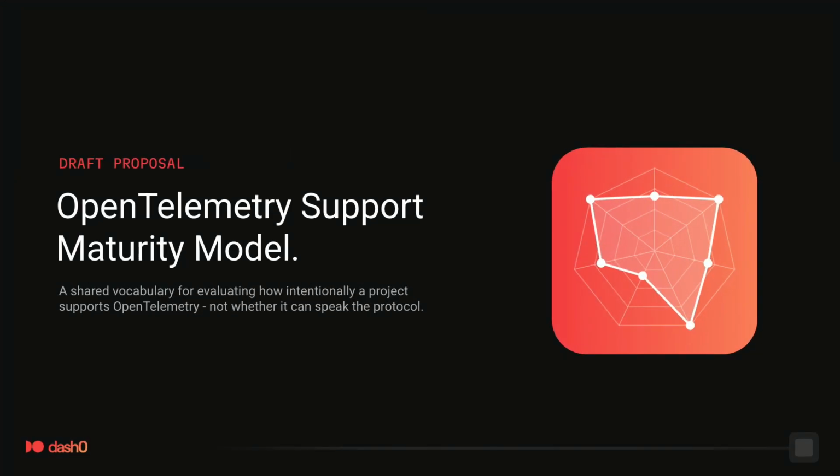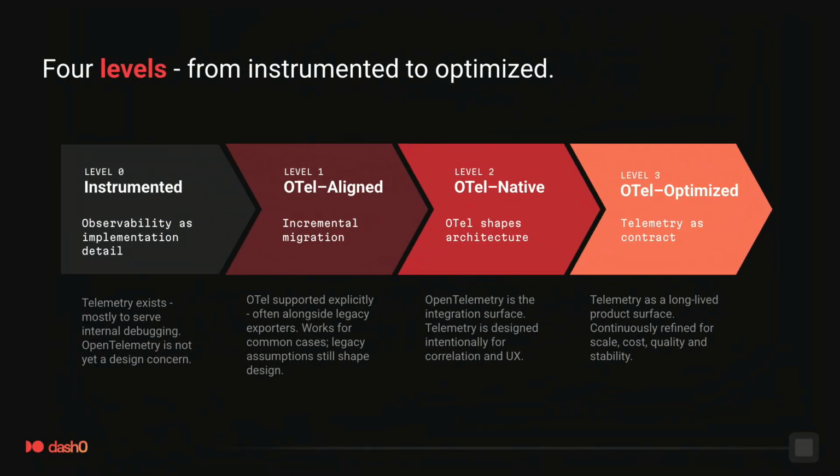So I proposed this OpenTelemetry Support Maturity Model back in February, I think. I can't even remember. It's been a long time. The idea behind this was basically to come up with different levels of how mature something is, on a scale from 0 to 3, from this barely does anything, to this is very optimized, following best practices around how things should be mature in an OTel world.